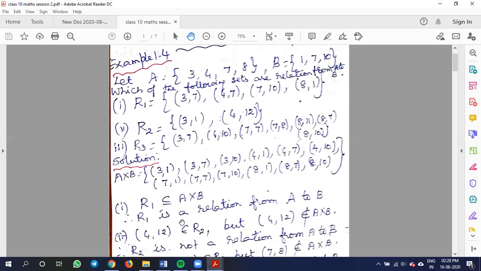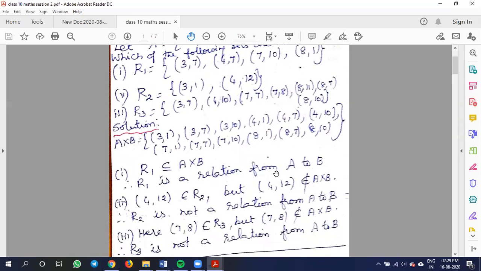So R1 is a relation from A to B. Can you follow? If R is a relation, then it should be a subset of A cross B. What it means is that all the elements of R1 are present in A cross B, and we checked that all the 4 elements are present in A cross B. So R1 is a relation from A to B.